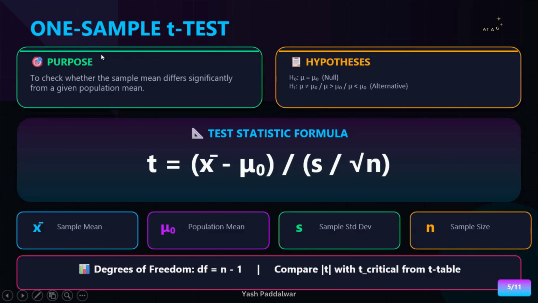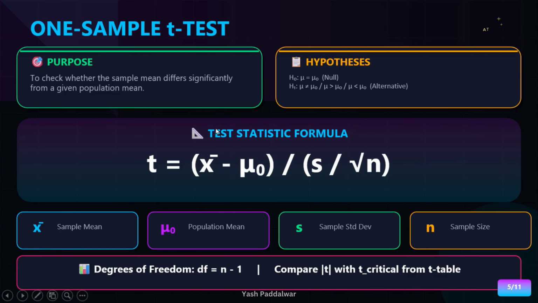Now let's move on to one sample t-test. The purpose of this is to check whether the sample mean differs significantly from a given population mean. So let's define some hypotheses. There are two, null and alternative. The null hypothesis is where your population mean is equal to your sample mean, and your alternative hypothesis states that they are strictly unequal, or one of them is greater than the other.